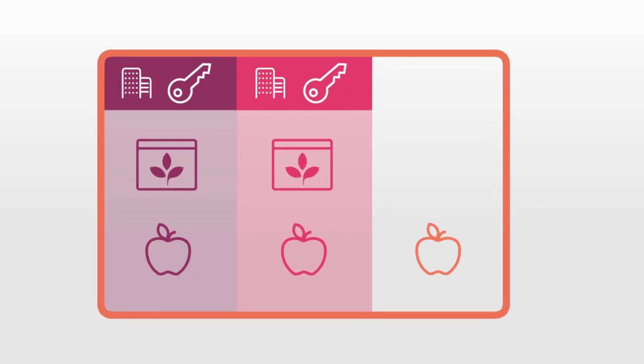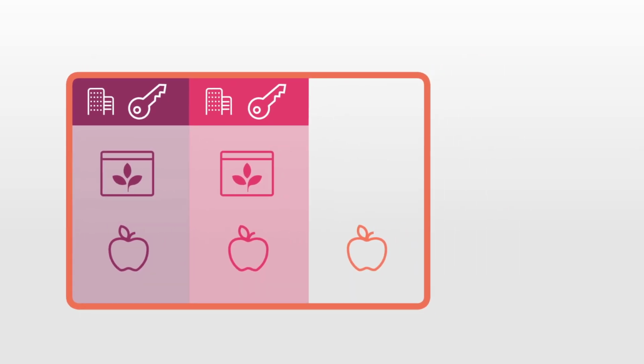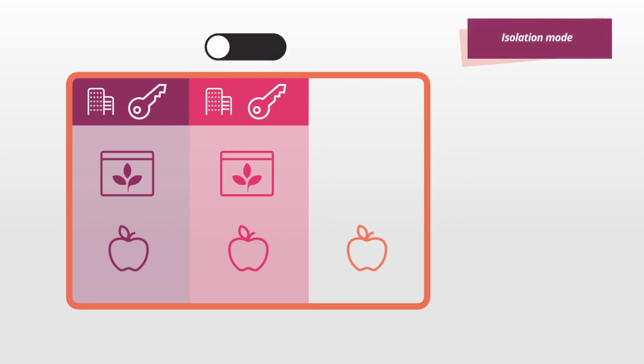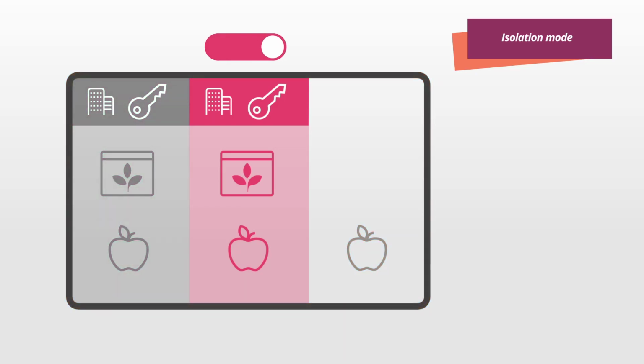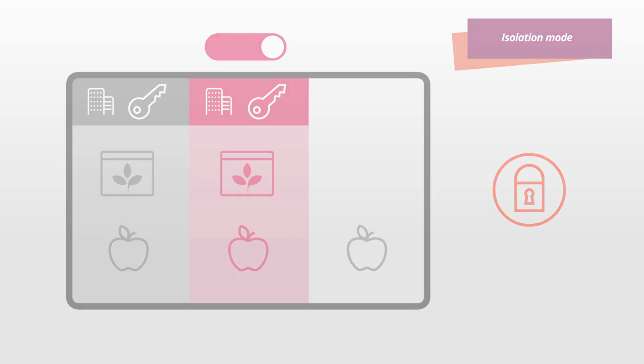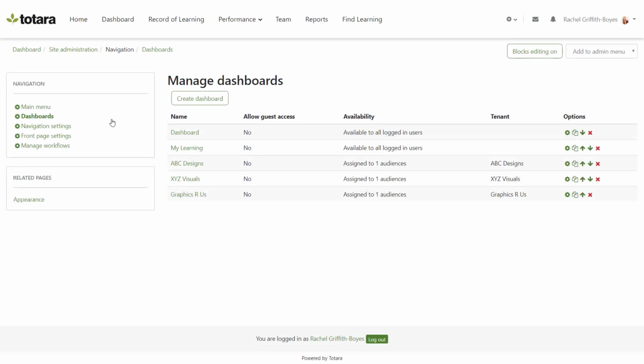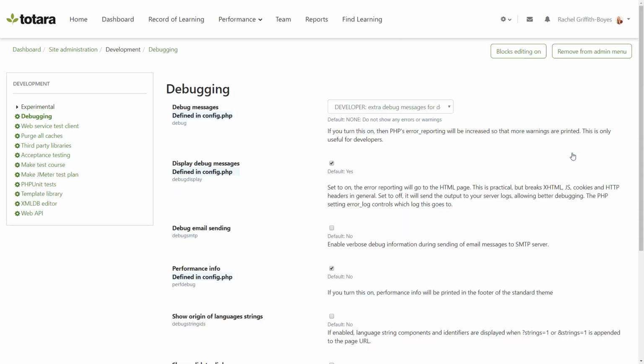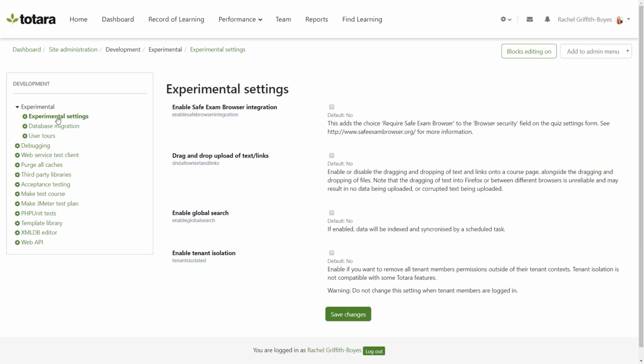However, if you want further separation of tenants, there is an experimental feature in Totara called Isolation Mode. When switched on, users in a tenant can only see the content within that tenant. Anything else on the site would be restricted. This includes any features currently unsupported by multi-tenancy, such as learning plans. To enable Isolation Mode, go to Experimental Settings and Enable Tenant Isolation.